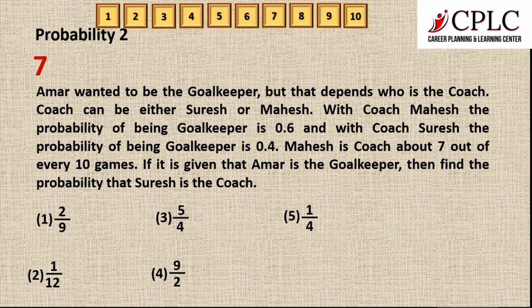And this is exactly a similar question of conditional probability or Bayes theorem, the factory inspector, inspection type question. So same process. There can be two coaches, Mahesh or Suresh. You know their probability. And when they both are coaches, Amar can be either goalkeeper or Amar cannot be the goalkeeper. So that also we know. Our favorable outcome is that Amar should be the goalkeeper and Suresh is the coach. Combining both of them is the favorable outcome. And for the sample space, Amar is the goalkeeper, whether the coach is Suresh or Mahesh, it doesn't matter. So that is the thought process.